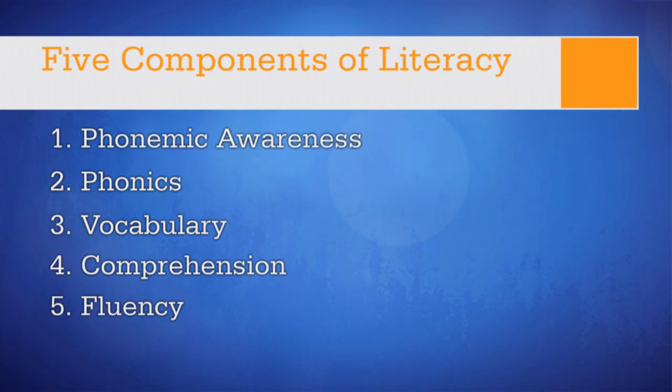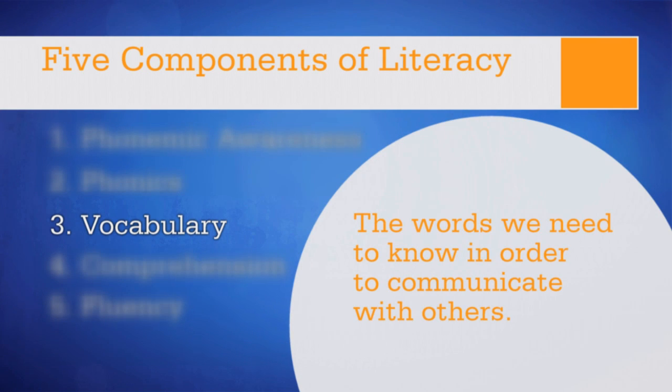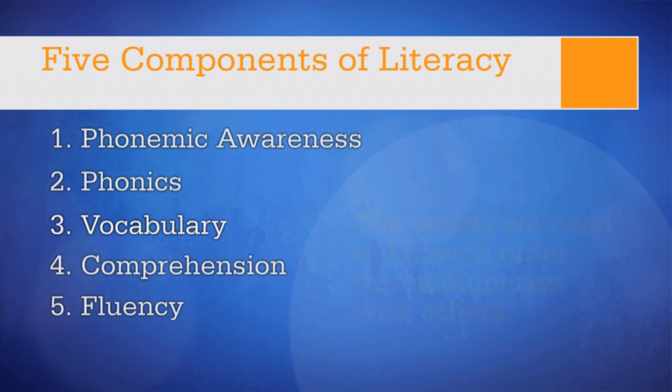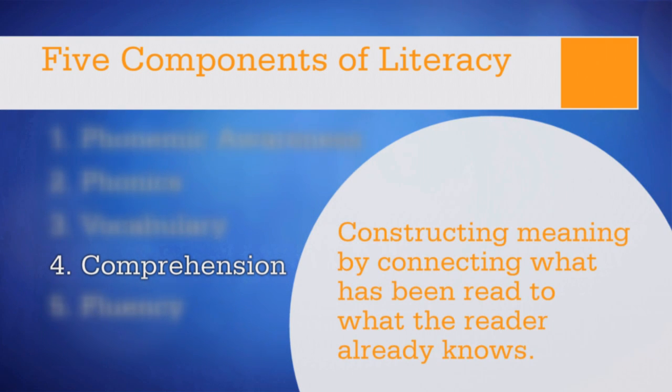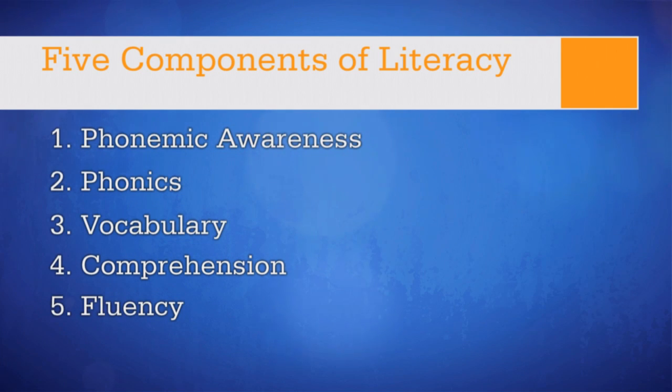Then we go into vocabulary, teaching children new words and understanding what those words mean. Comprehension, as they're reading, making sure that they're able to comprehend what they're reading. And then fluency, which is the speed or rate that they read, or what we call reading with prosody, reading how we speak.